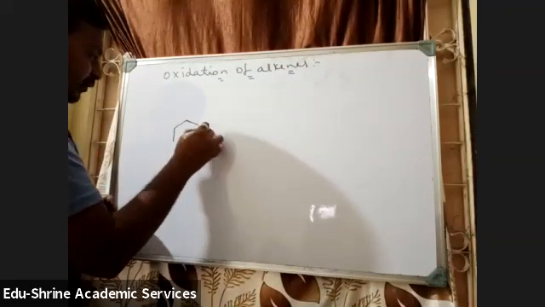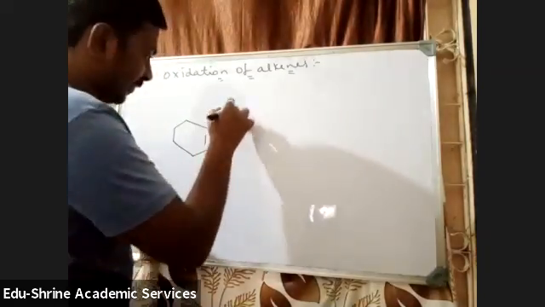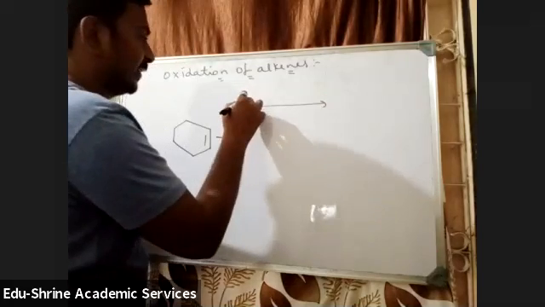Suppose you are having one alkene, students. I am using three oxidizing agents here. One oxidizing agent is Baeyer's reagent.